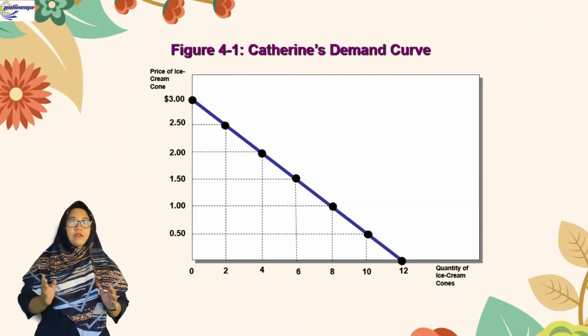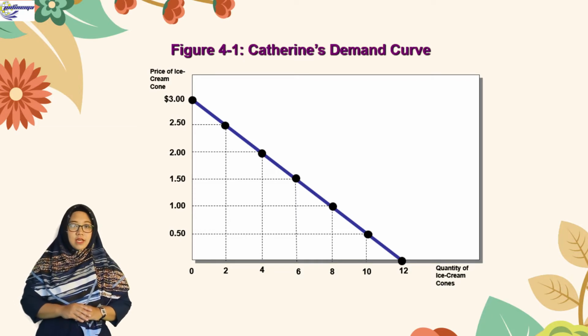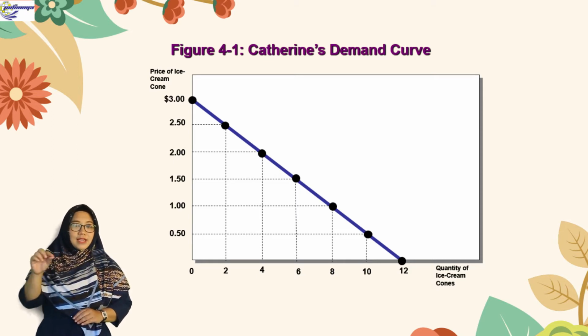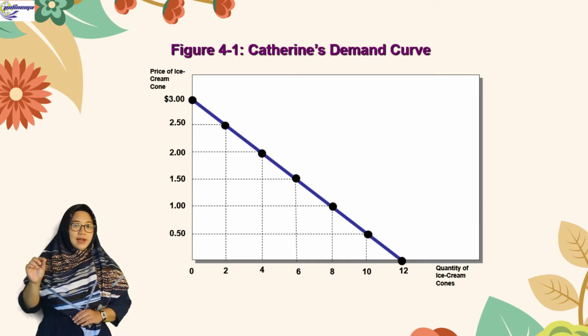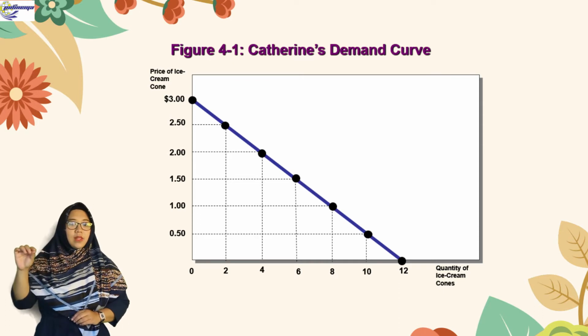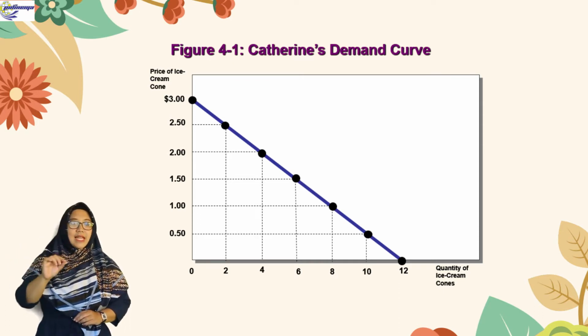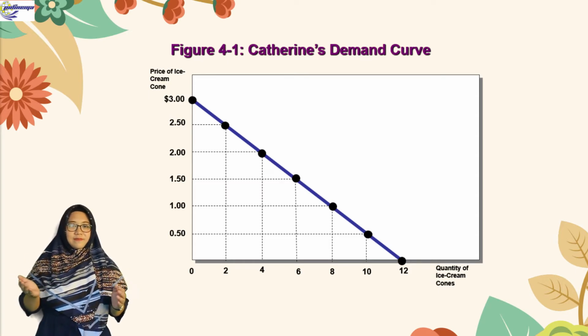Okay, students, after you write down Catherine's demand schedule, now you have to draw Catherine's demand curve. Step 1, you draw the horizontal line and vertical line in one quadrant. Then label the horizontal line with the quantity of ice cream cones, and the vertical line is the price of the ice cream cone. Then you plot the dots and connect the dots. It will be Catherine's demand curve.